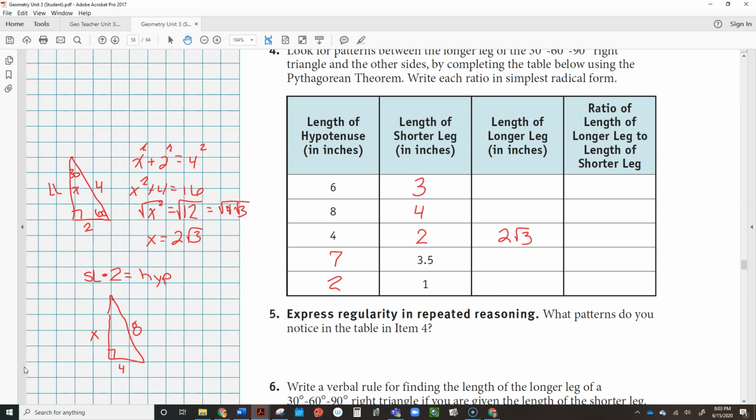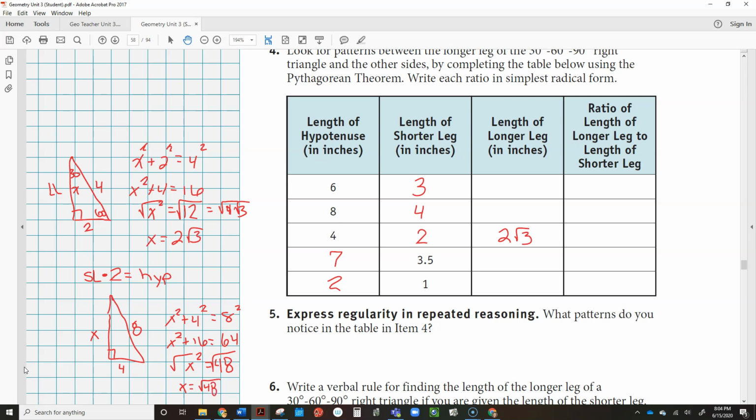So if this is the measurement, then we know that x squared plus 4 squared is equal to 8 squared. So x squared plus 16 is equal to 64. Subtract 16 from both sides, and, oh, I don't trust myself to do that. Y'all laugh at me, but I got old lady brain. 64 minus 16 is 48. And now we take the square root of both sides, and x is equal to the square root of 48.